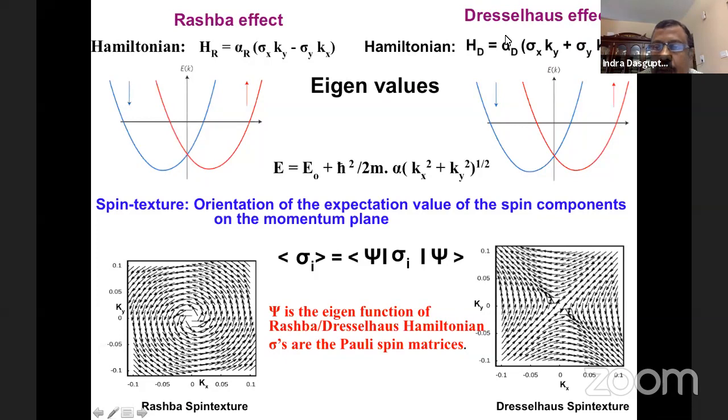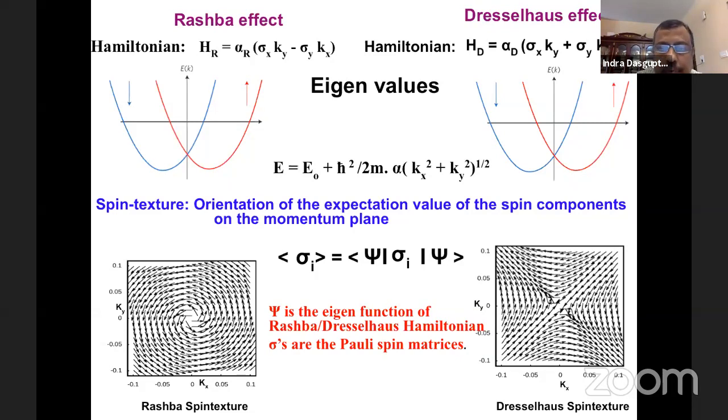You can also derive, by symmetry consideration, the Dresselhaus Hamiltonian. The Rashba effect was originally invented in the context of surfaces and interfaces, while the Dresselhaus effect was invented in bulk systems which break inversion symmetry. And as you can see, the Hamiltonians are of course linear in k, but there is a slight difference. If you work out their eigenvalues, they are absolutely identical.